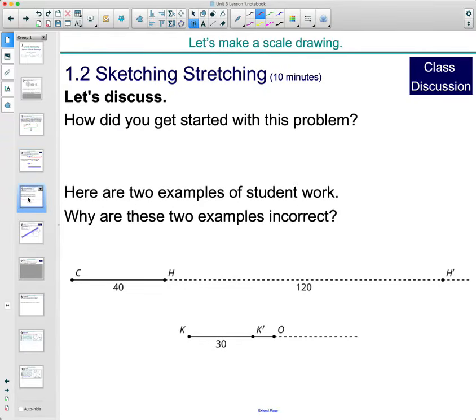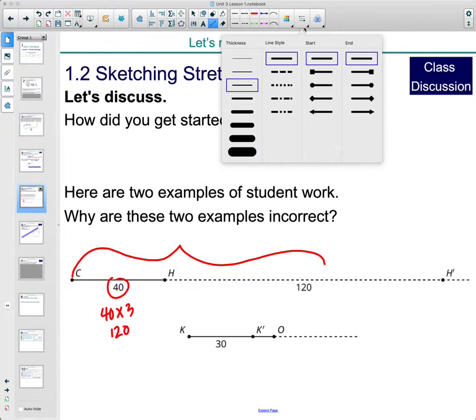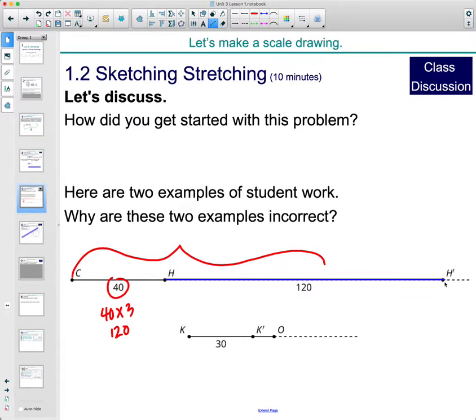Taking a look at these, why would these 2 examples be incorrect? For this one, if this original is 40, 40 times 3 is 120, but that's how far it should be away from C, right? Not from H. So they multiplied by the scale factor correctly, but then they did it from the wrong point. They measured it from H. They should have measured that from C. So this is where H prime should have been.